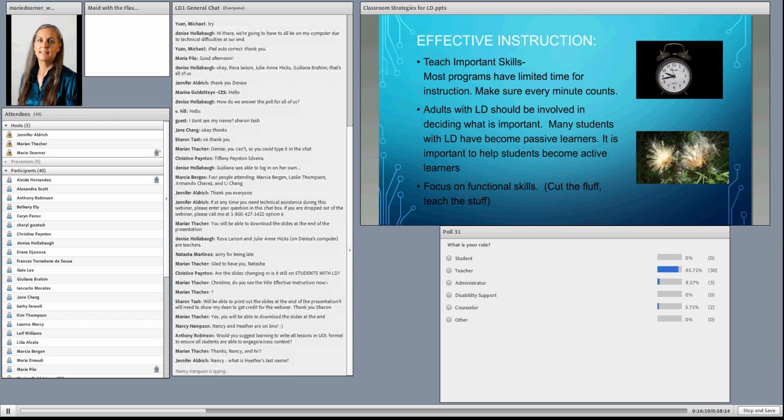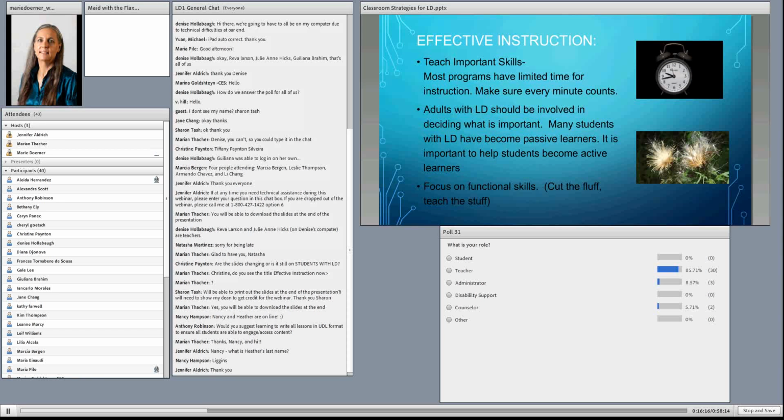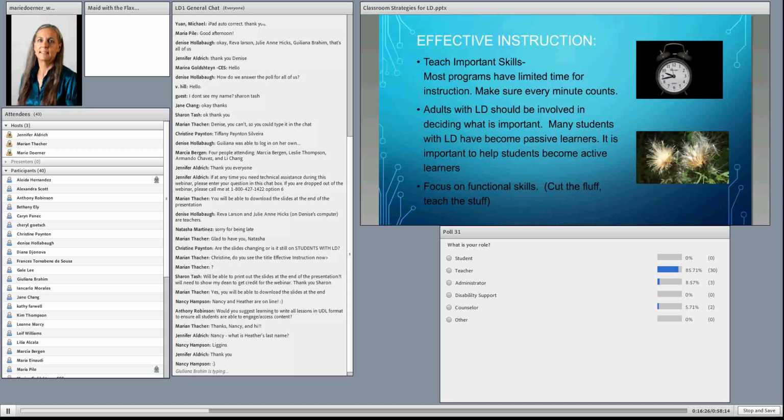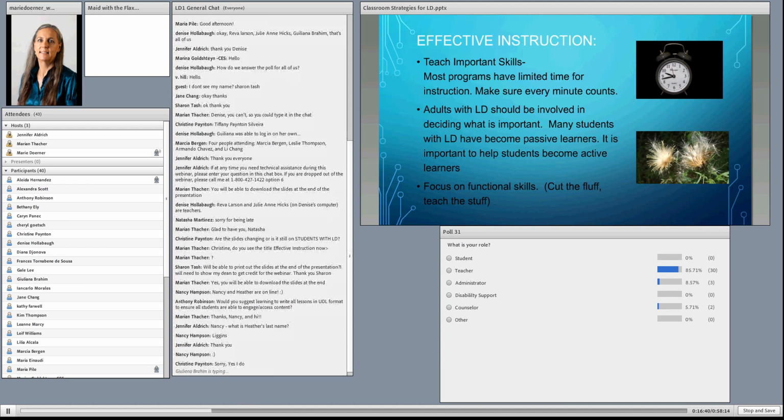Focus on the functional skills. So I have a question. What would you suggest? Would you suggest learning to write all lessons in UDL format to ensure students are able to engage and access content? Universal design is an amazing concept. I'm not going to talk about universal design exactly here, although I think everything that I'm going to talk about is part of universal design.